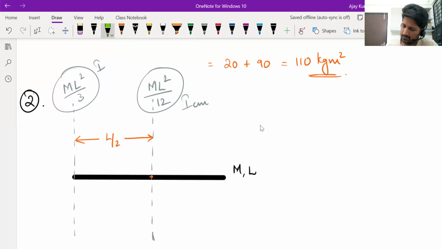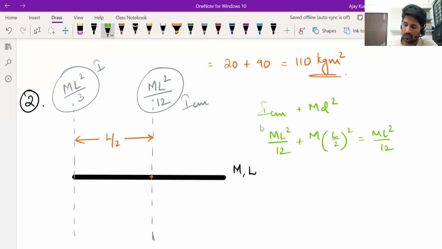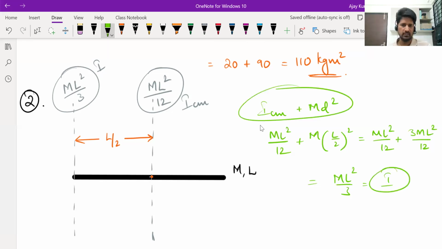Now ICM plus MD square: ICM is ML square by 12, plus MD square, that is M into L by 2 whole square. That is ML square by 12 plus ML square by 4. I'll write it as 3 ML square by 12 plus ML square by 12. Effectively, it becomes 4 by 12, that is 1 by 3, ML square. And that is I. So ICM plus MD square is I. We just checked it in one case.